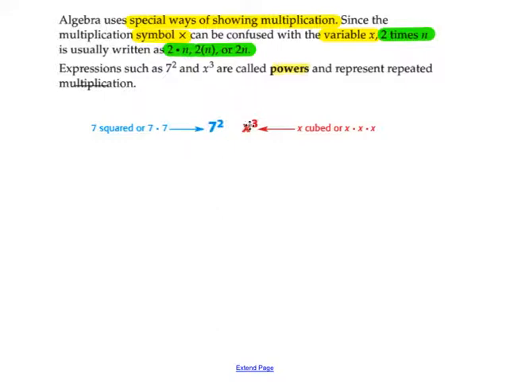Now 2 and 3 as exponents have their own name. When we have the exponent 2, it's called squared. When we have the exponent 3, it's called cubed. All of the other exponents will just be called to whatever power that is. So if you had x to the 4th power, it doesn't have a specific name like cubed or squared.